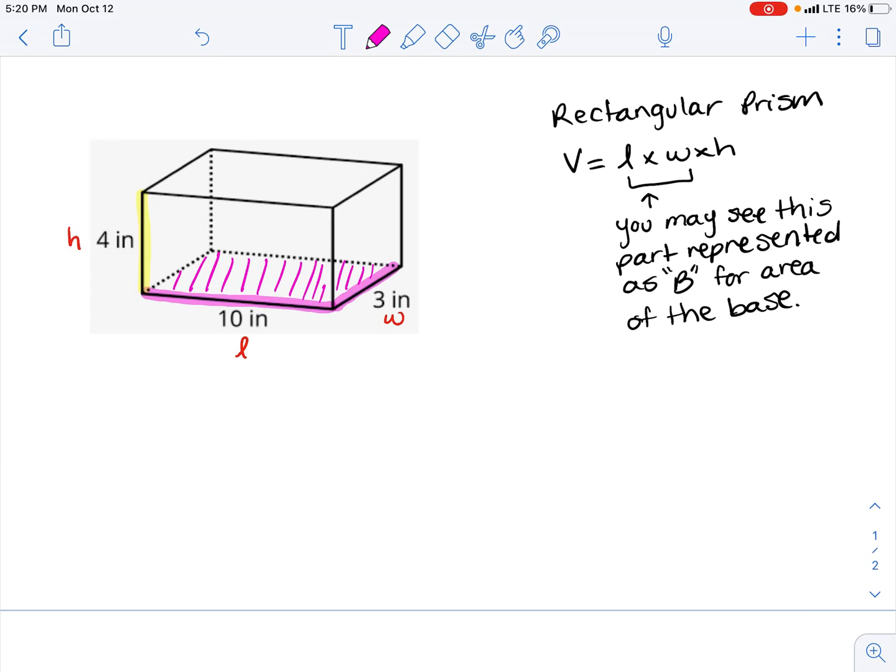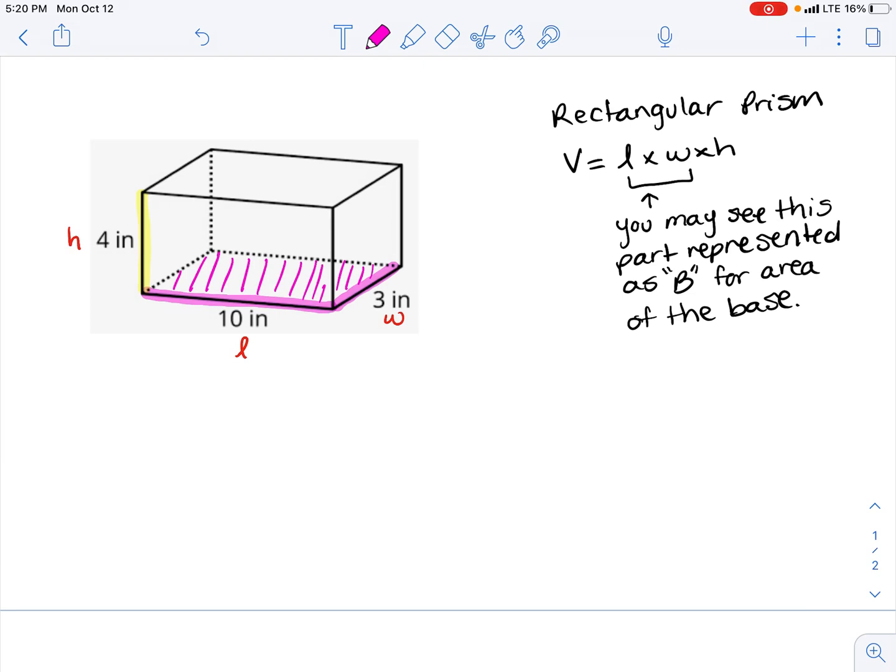Now, looking at my diagram to the left, I've labeled in pink so you can visually see that in the base I have a rectangle. My length is 10 and my width is 3, highlighted in pink, which are the length and width of my base, a rectangle. Then my height is 4 inches, so the height of my rectangular prism is 4 inches. That's what I highlighted in yellow.